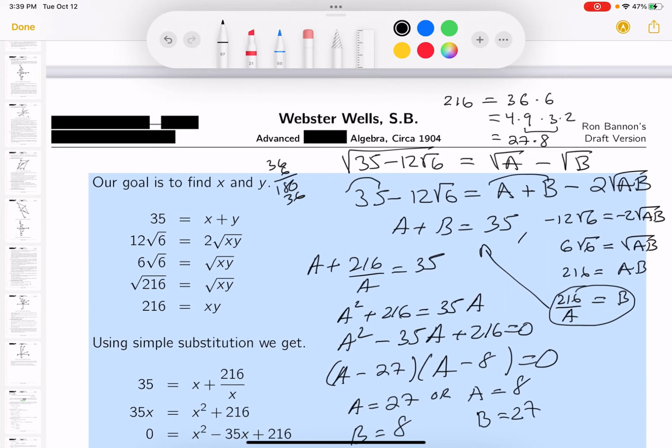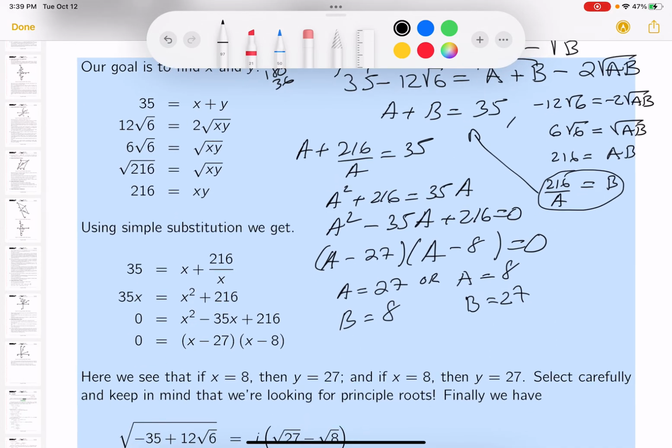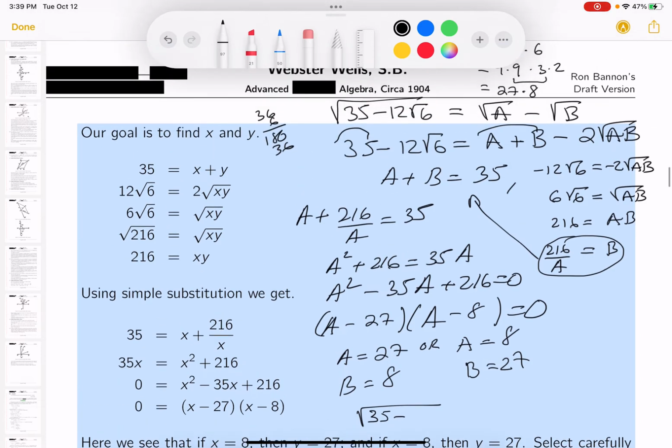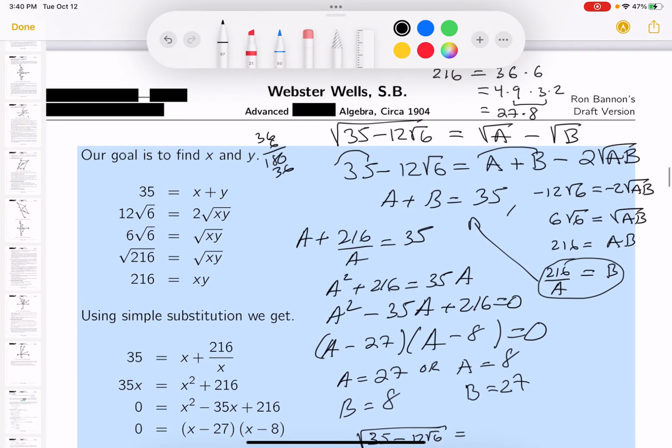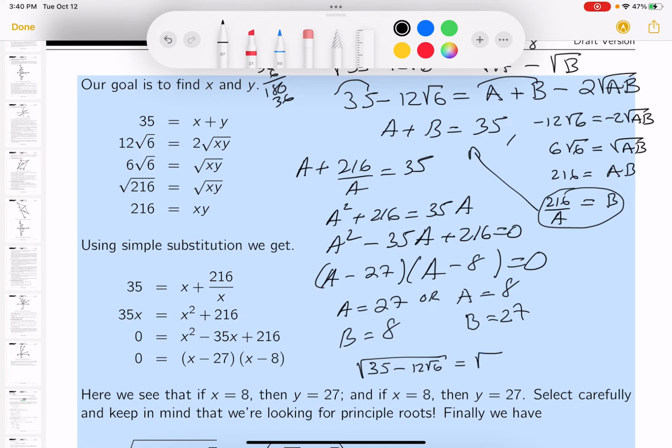Now, when I say I'm ready, I want to tell you what I'm looking at. I'm looking at this business over here. 35 minus, I want to make sure, 12 root 6. And this will equal, I said, it's going to be equal to what? Root A minus root B, right? Now, by the way, I hope you're looking at this. Now, let me just discuss it for you, some number sense over here. The root of 6 is between 2 and 3. But certainly closer.